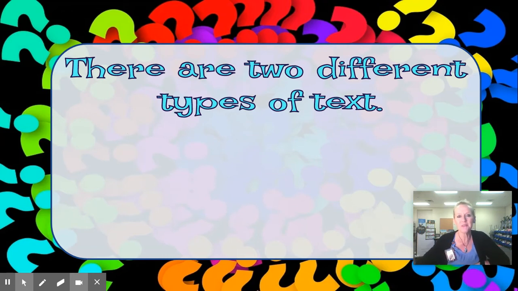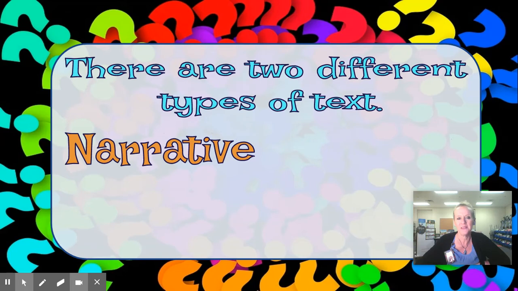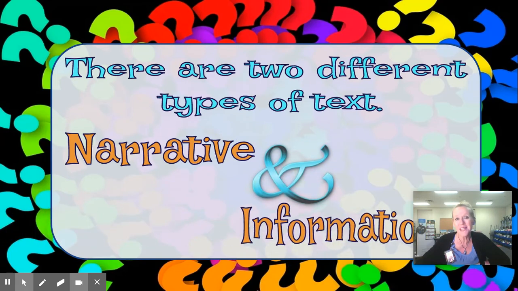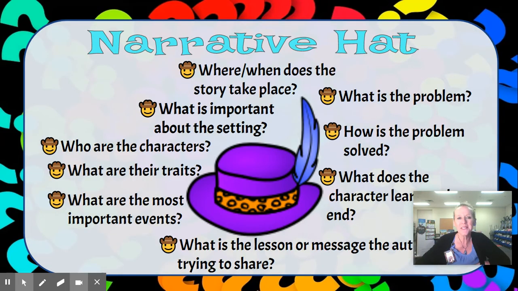There are two different types of texts. We have narrative and informational or informative. A narrative hat. These are some questions that you might ask whenever you are reading a text, anything that you're reading, to see if it's narrative writing.